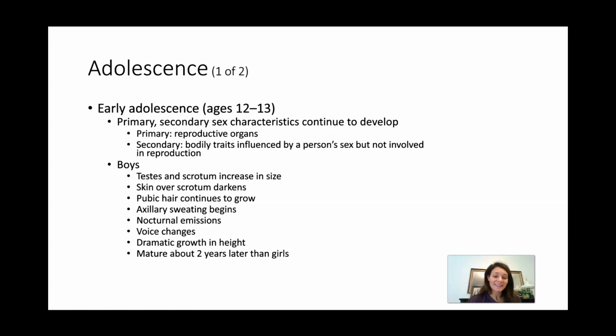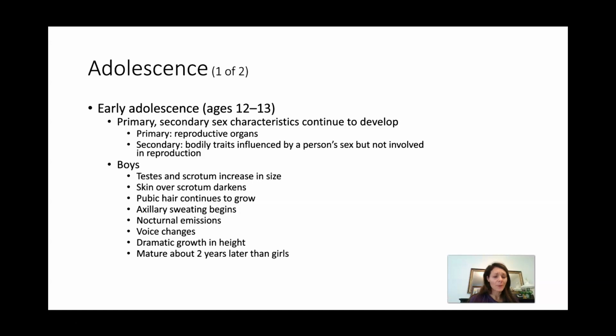So in boys, their testes and their scrotum start to increase in size. The skin over their scrotum will darken and their pubic hair continues to grow. And at this point, they start to become sweaty and stinky. Boys may have wet dreams. Their voice changes. They have a dramatic growth in height. So this is where you see boys really start to shoot up.